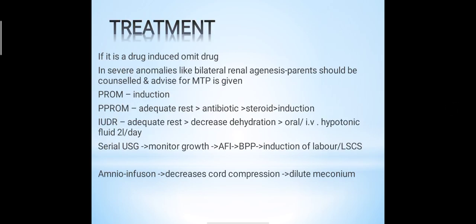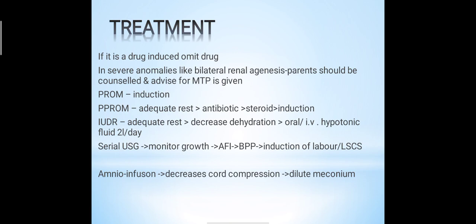We can treat as follows: if it is drug induced, omit the drug. For severe anomalies like bilateral renal agenesis, parents should be counseled and advised medical termination of pregnancy. If there is premature rupture of membrane, or gestational age is more than 37 weeks, induction is indicated. If it is preterm premature rupture of membrane, then the patient is advised adequate rest. Antibiotic is given to prevent chorioamnionitis, and steroid is given for lung maturation.